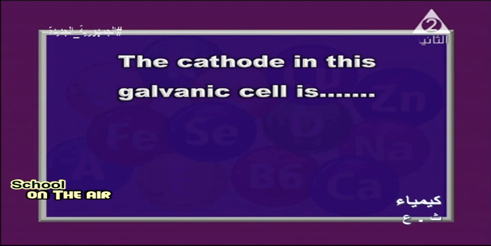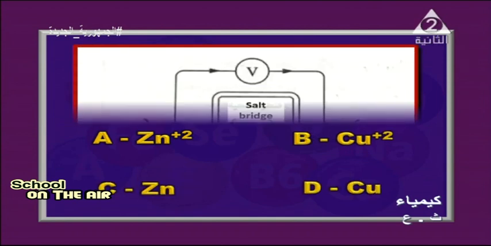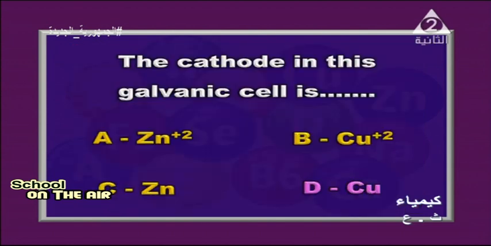The cathode in this galvanic cell, is it zinc positive 2, copper positive 2, zinc or copper? If you look at the graph again, we know that the direction of current ends at the copper electrode. So the copper electrode is the cathode for this galvanic cell.